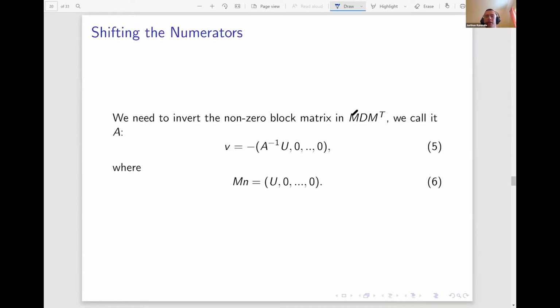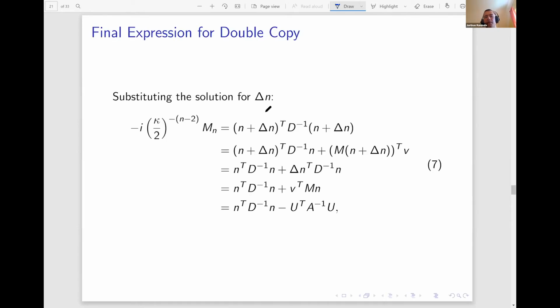And this matrix that we need to invert, M transpose, is going to have a non-zero block matrix. We call it A, and this is the solution for V that we have, where U is basically the violations of all the Jacobi identities, this M n. Then we can substitute the solution back into the expression for the double copy, and after doing some algebra, we are just left with two terms.